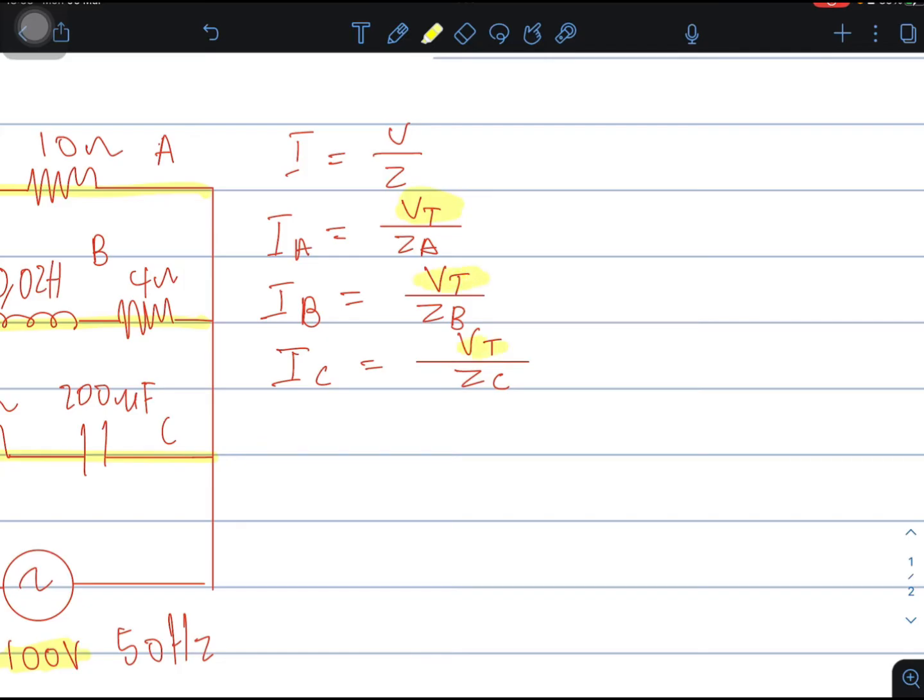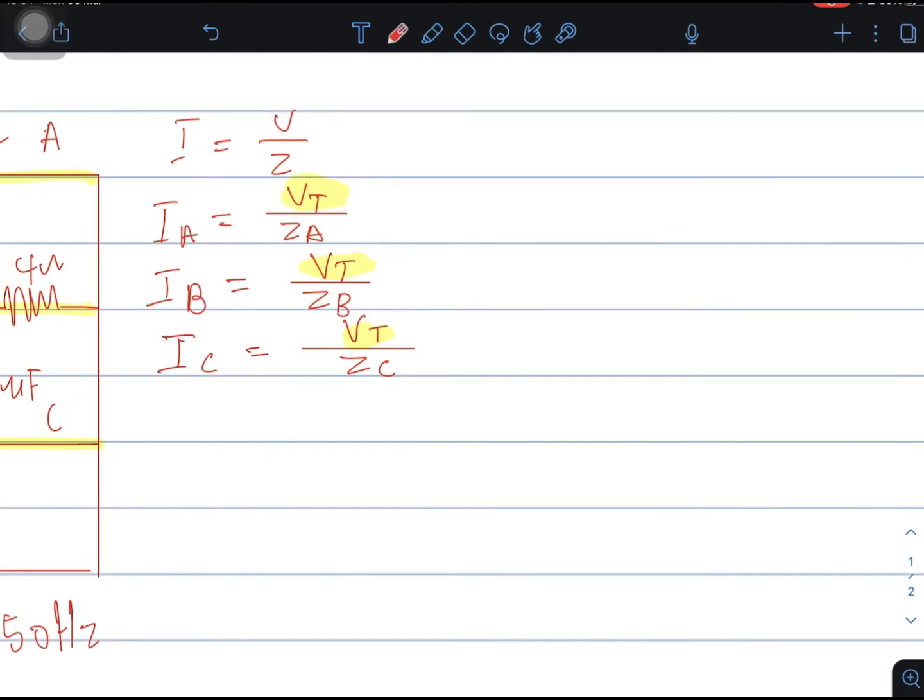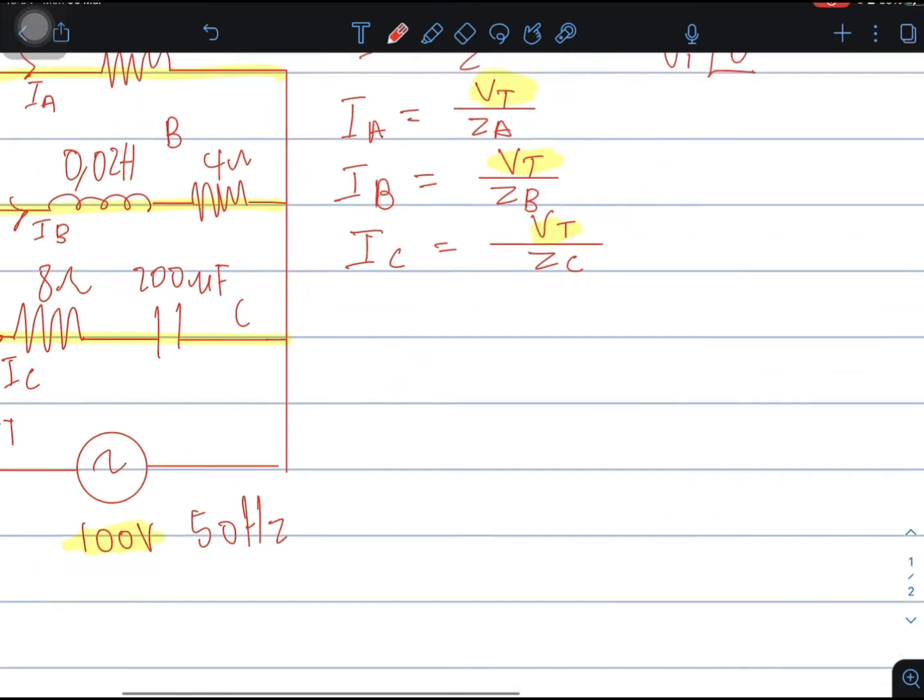So, guys, we have a value of voltage, and please, the supply voltage you always take as your reference. In other words, if I'm going to represent the voltage in polar, it's going to be VT at 0 degrees. We always take it as our reference phasor, because the voltage in a parallel circuit is the same, and it is the currents that are out of phase.